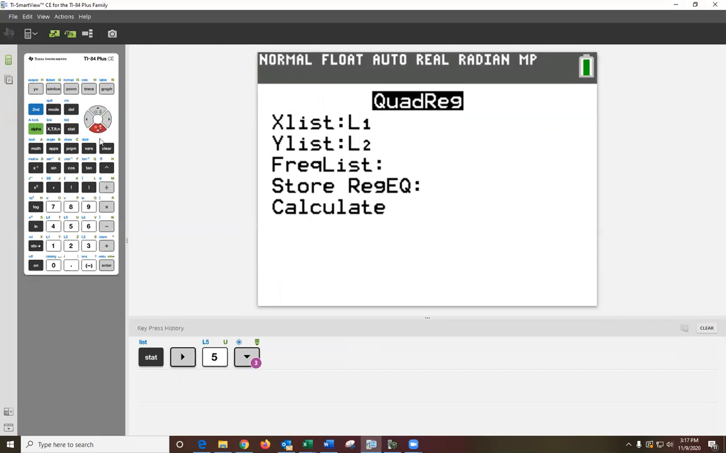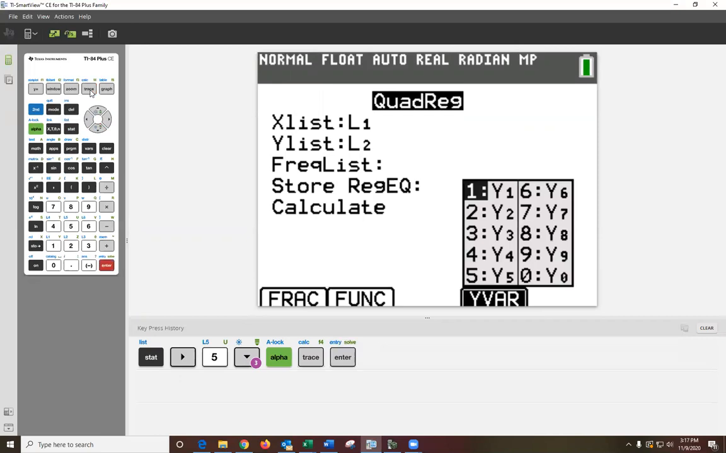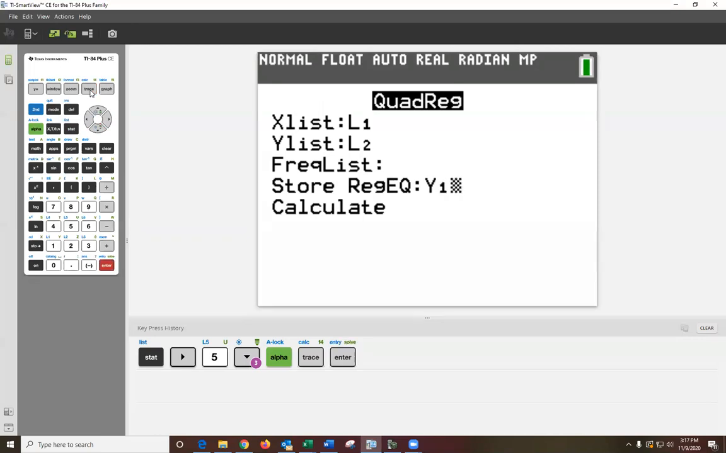Just like with linear regression, I can tell the calculator, hey, let's do alpha trace and store the function it's about to give me in the y equals menu. If you're on a TI-83, you won't see this screen. Instead of doing the alpha trace, you'll just do vars, right arrow, and then enter, enter, enter, 3 enters. Vars, right, enter, enter, enter. So on a TI-83, you could do that on this too, but it really wouldn't be necessary.